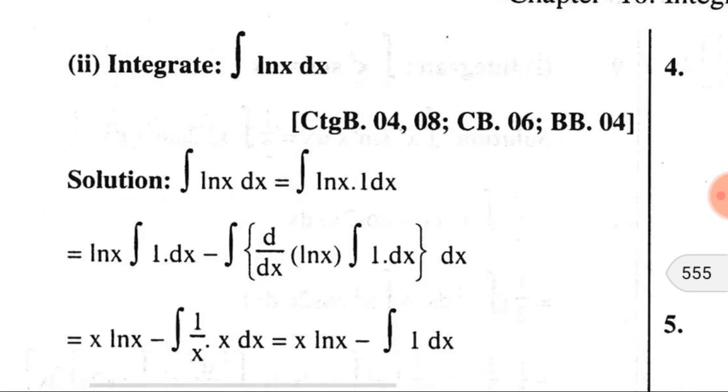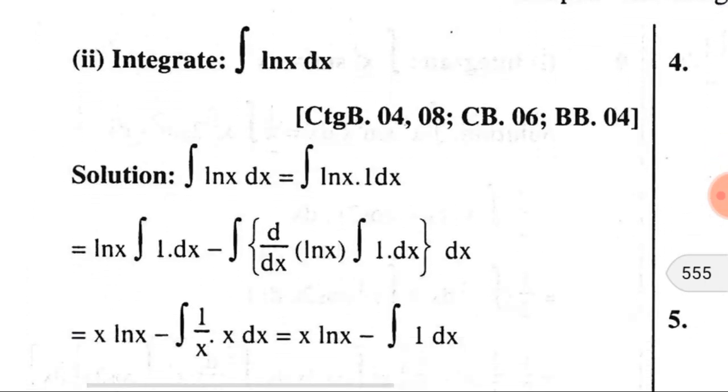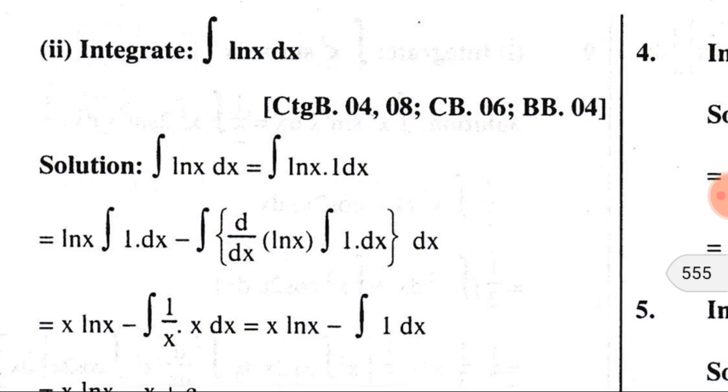Dear audience, here is another problem, which is the integral of ln of x. Here one function is implied. Which function is implied here? 1, because we know that if we multiply ln x by 1, then it will remain unchanged, and that is why 1 is the implied function here.